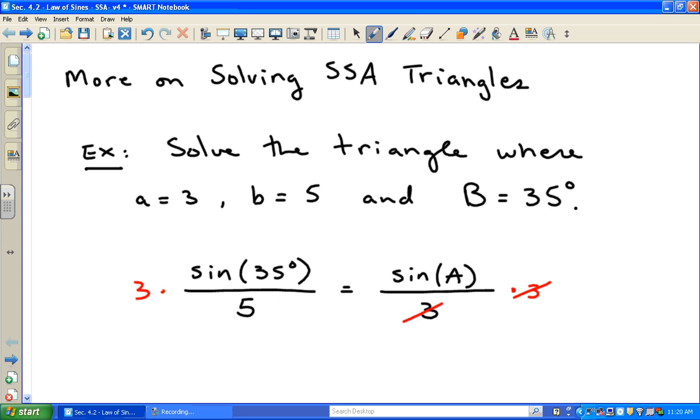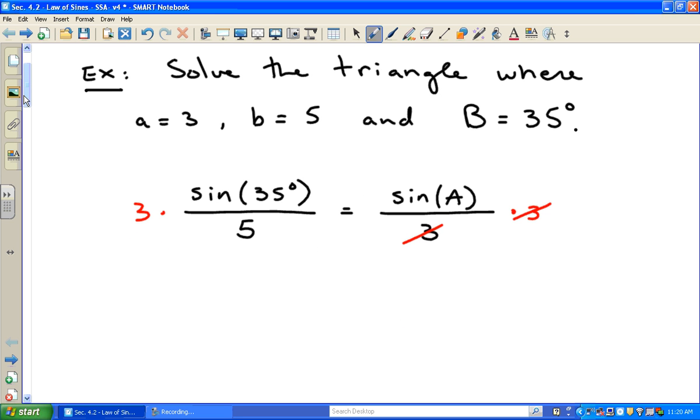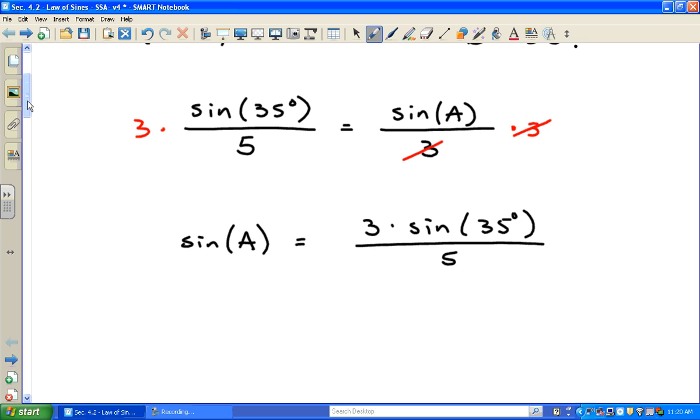The 3's on the right-hand side cancel. I'm going to rewrite this so that I have my sine of A on the left-hand side. And then on the right, I'll have 3 times sine of 35 degrees, and then divide by 5. I want to actually find the value on the right-hand side. This value will tell me if I have a triangle or not.